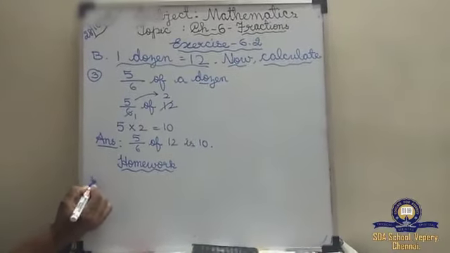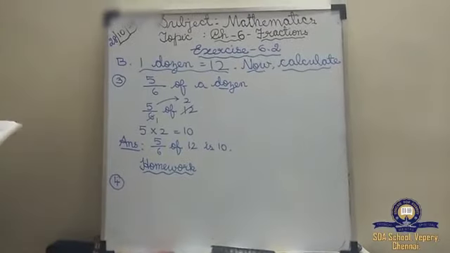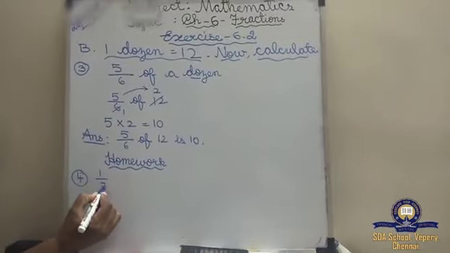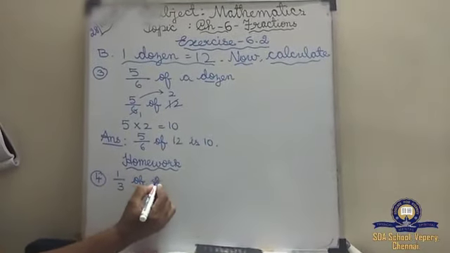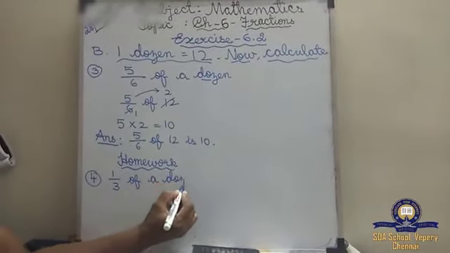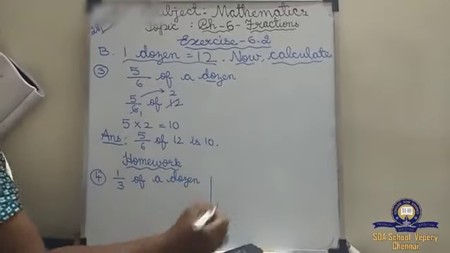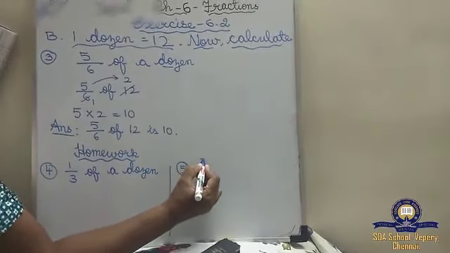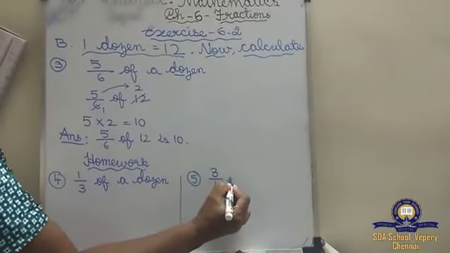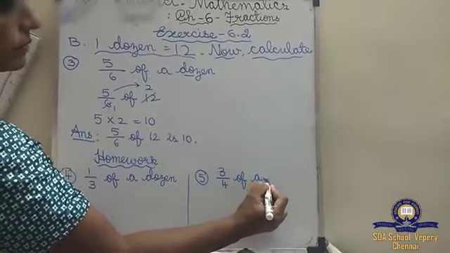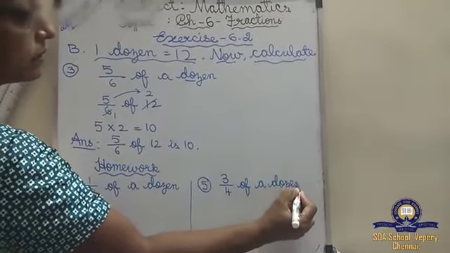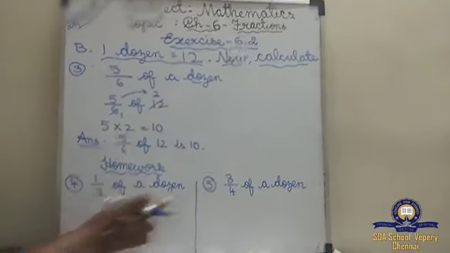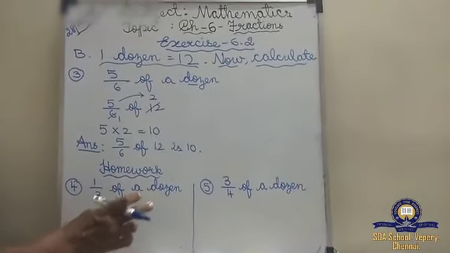Homework. Leave some space and do it, children. Okay, I don't have space, so I'm writing like this. See, 1 by 3 of a dozen. And then fifth sum. You have to do it one below another. Okay, children? 3 by 4 of a dozen. In the first A also I gave 2 sums, and for B also I have given 2 sums. Okay, children? Will you do that one?